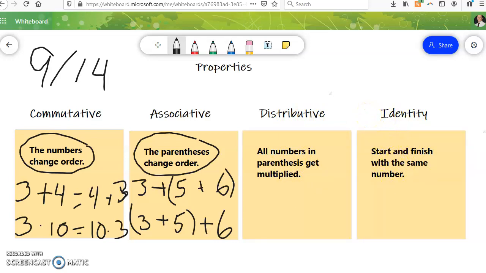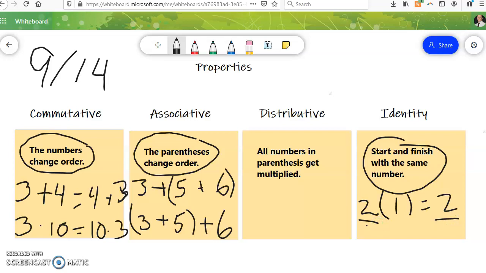Identity property is saying, does it start and finish with the same number? And so identity property is if the number has the same identity, it will look something like this. So there's one way that you could start with the same number and that you finish with. 2 times 1 equals 2. Well, if you multiply anything by 1, it's going to give you the same identity at the end. So the fact that this number is the same identity as that one makes this the identity property. So you can multiply things by 1 and get the same number.